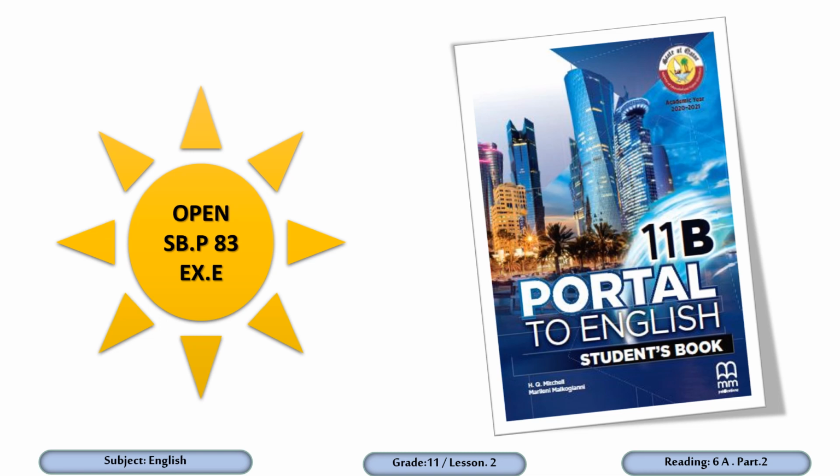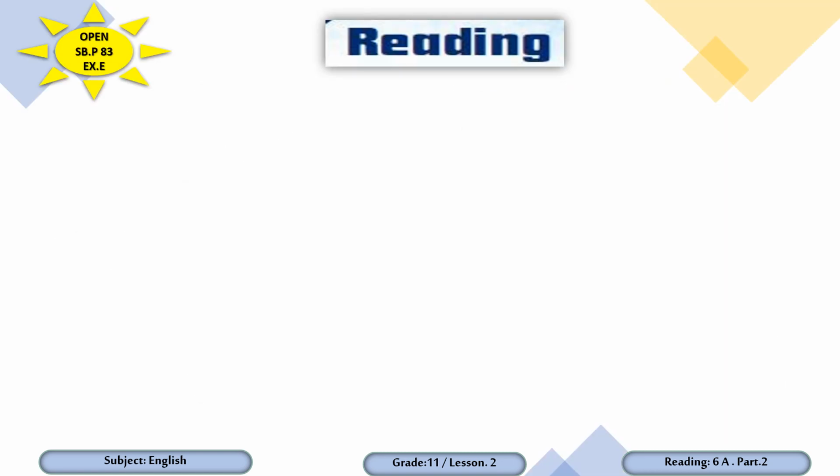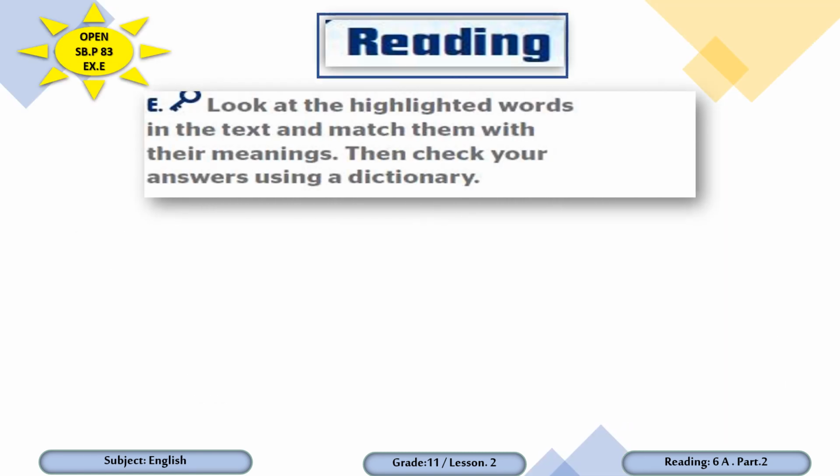Dear students, now please open your student's book on page 83, exercise E. Please make sure that you're opening your student's book on page 83, exercise E. In exercise E, we need to do 3 different tasks. First of all, you need to look at the highlighted words in the text. Then you need to match them with their meanings. After that, you need to check your answers using a dictionary.